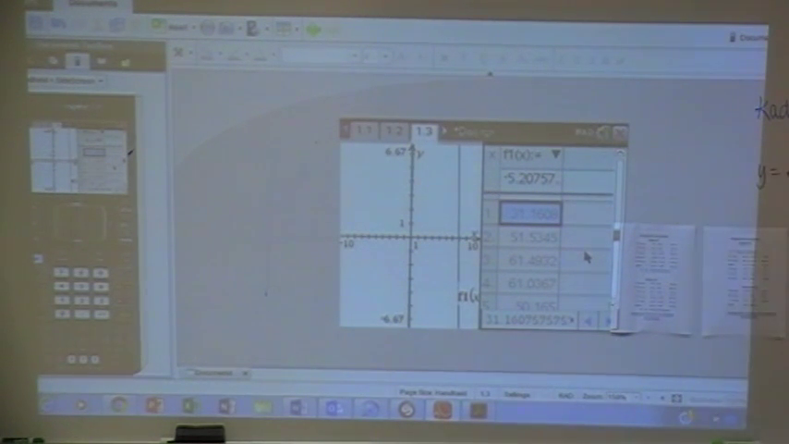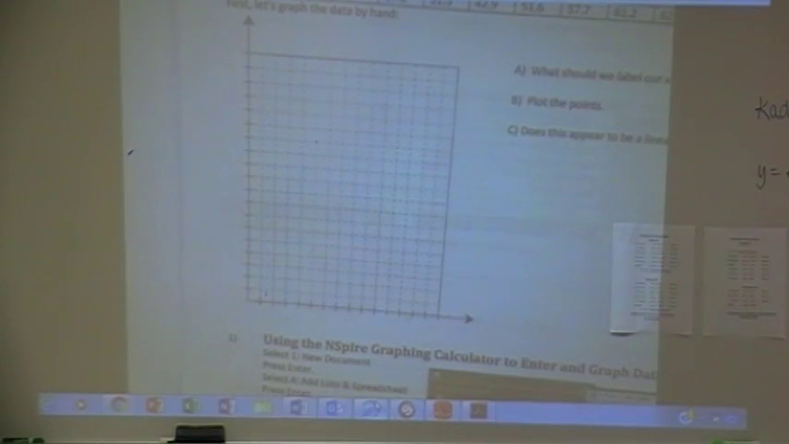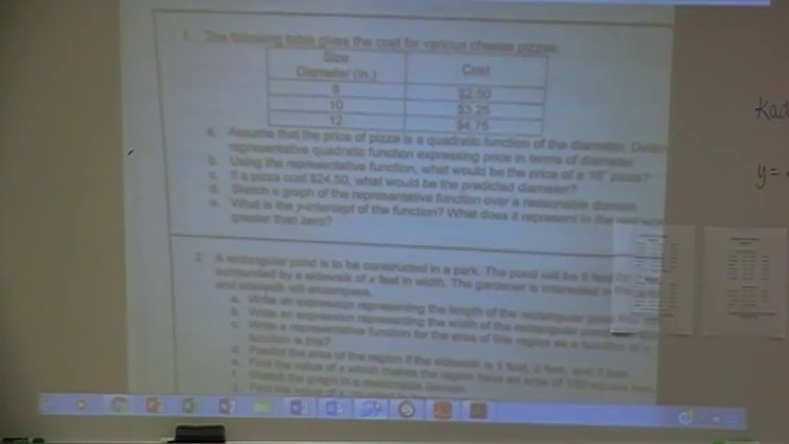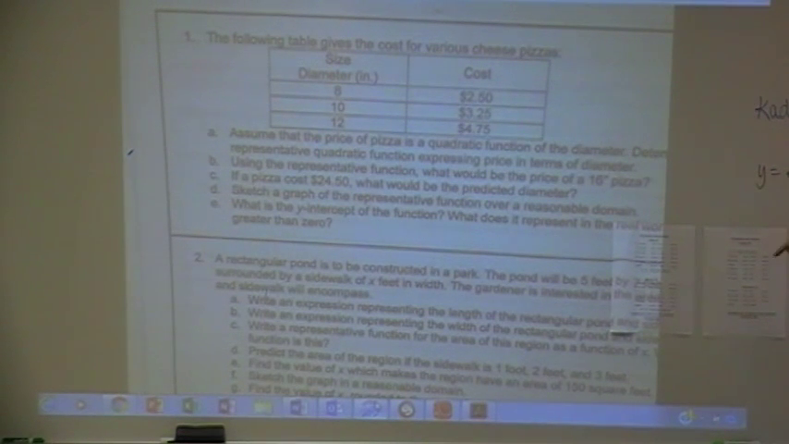Okay, so we got this table now, and it says the following table gives us the cost of various cheese pizzas. Size in diameter in inches is 8, 10, and 12. Our cost is $2.53, $25, and $4.75.